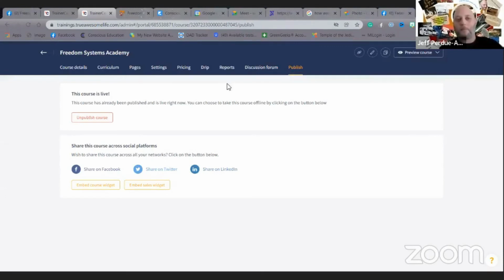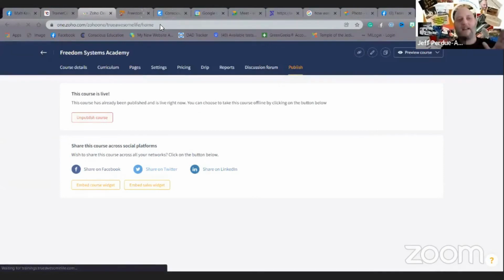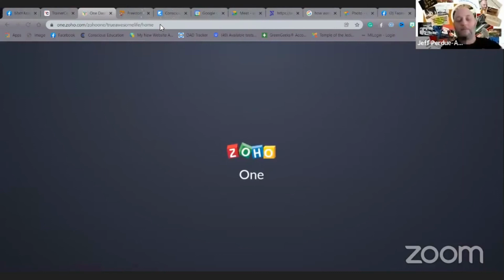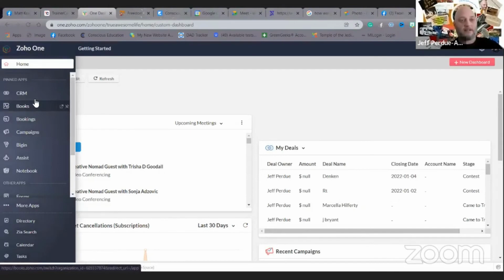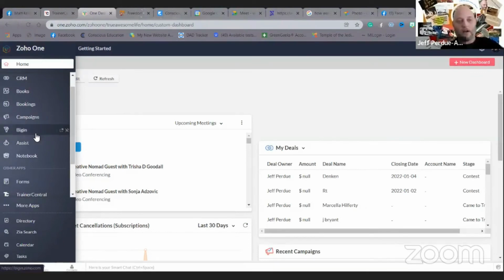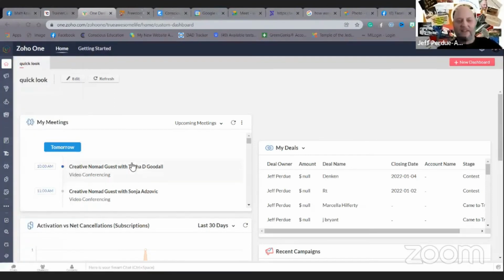So what's really cool about this is that it's all part of Zoho One. So Zoho One has 45, I think, or more different programs to run your business. Some of the ones that I use are Zoho Books, Bookings, Campaigns. I use Bigin, which is a CRM system. We have Zoho Assist. That's how I let my assistant work on my computer. Notebook, Trainer Central, as you see, I have that. We have Zoho Forms. So all your form stuff, all your meetings, your subscriptions, it does everything for you.